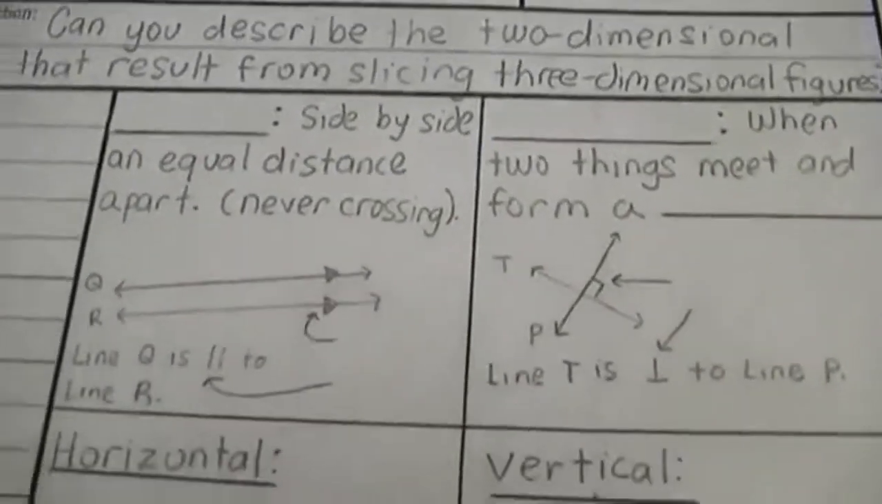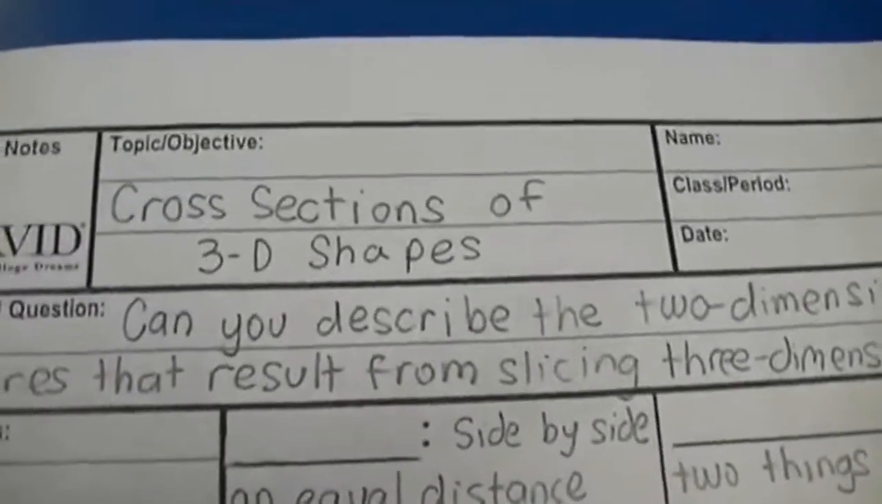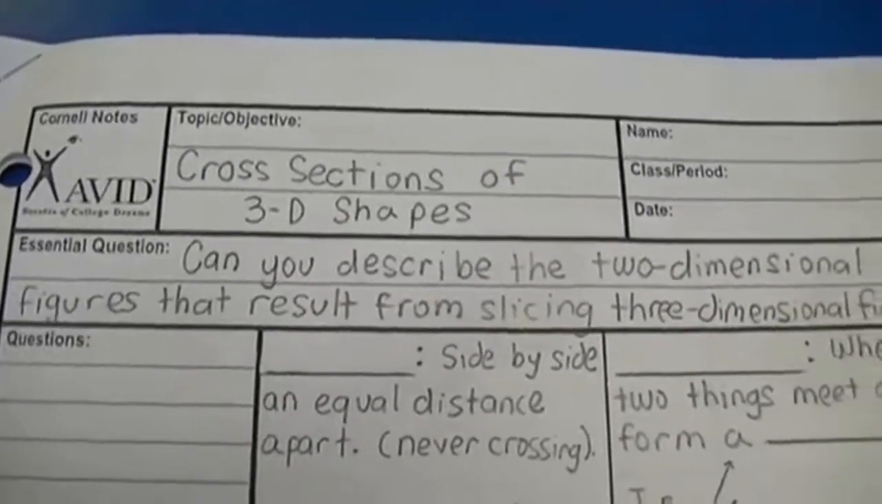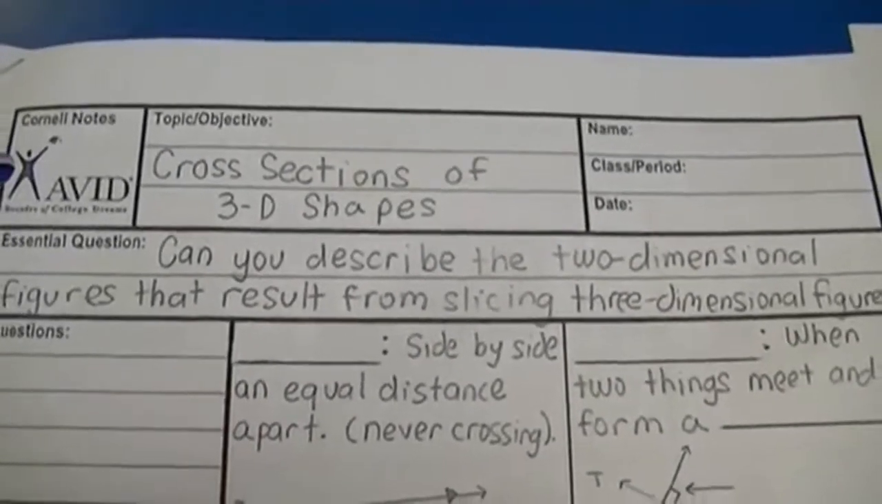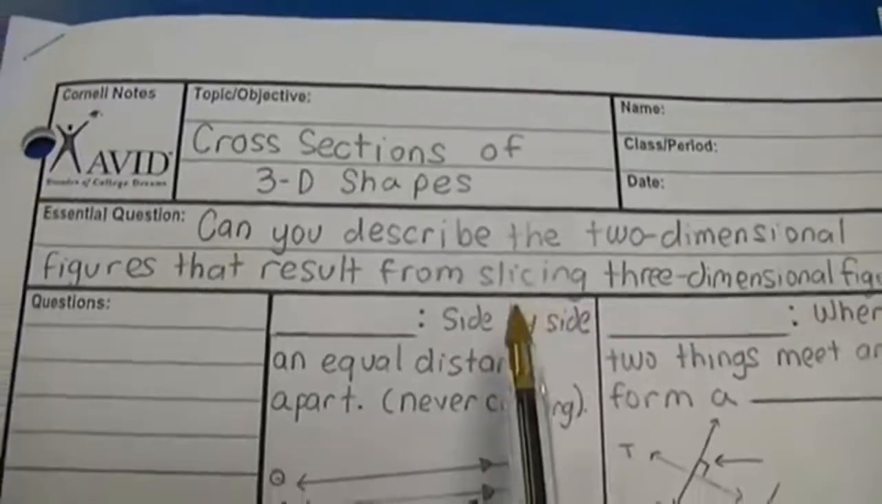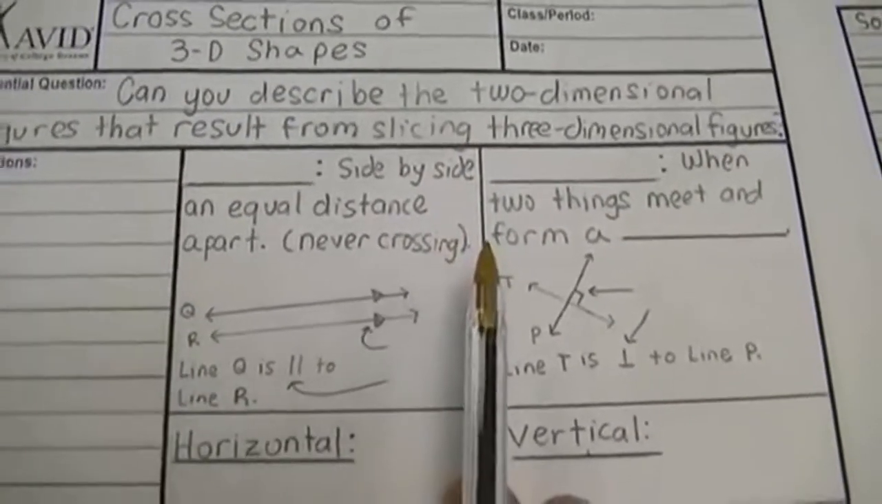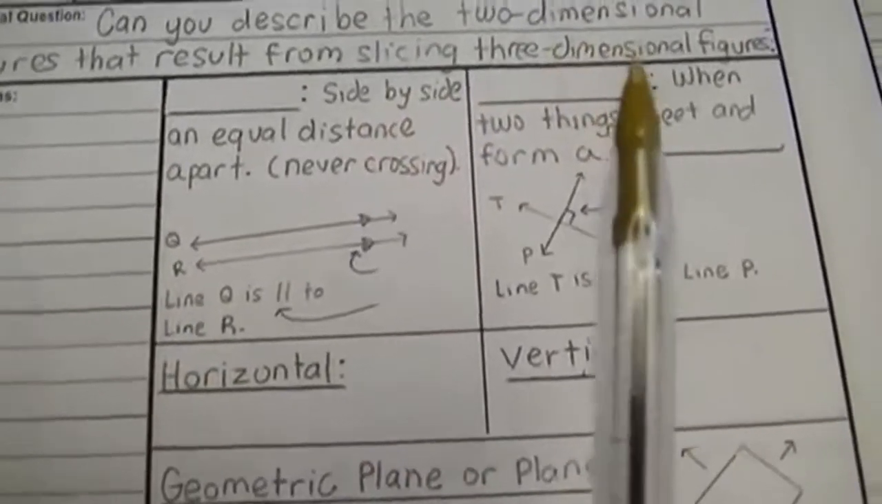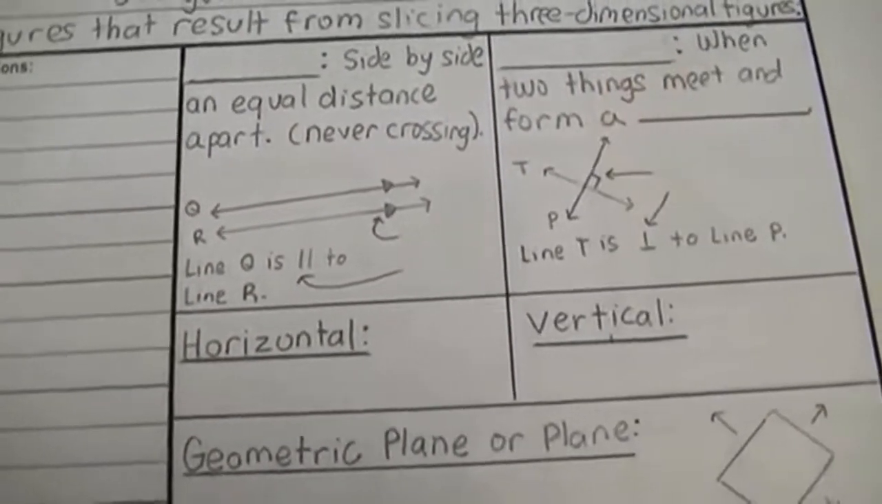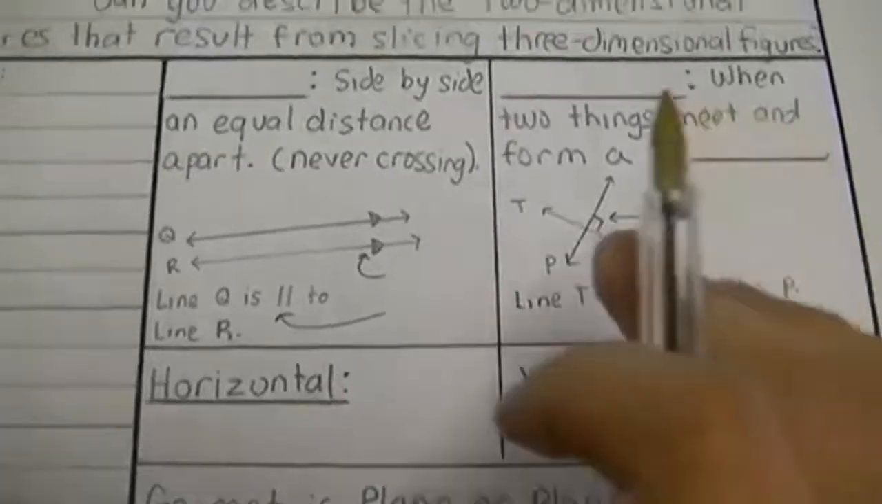Okay, our topic for today has to do with cross sections of three-dimensional shapes. Our essential question, and the whole point of this, is: can you describe the two-dimensional figures that result from slicing three-dimensional figures? Before we get into the actual slicing of three-dimensional figures, there are some vocab words that I need you to make sure you know prior to doing that.